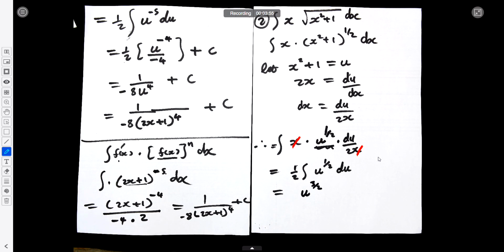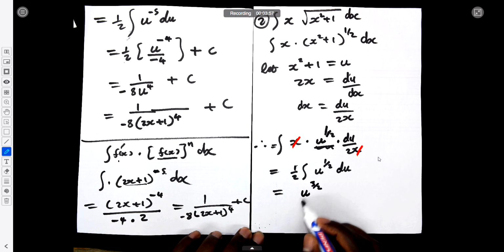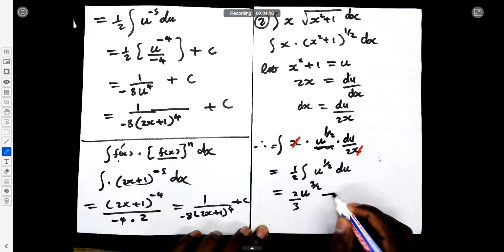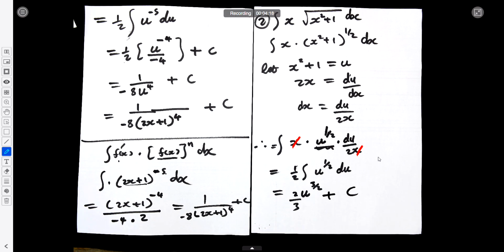As I said yesterday, that is a double division. Please note that if you say u to the 3 over 2 divided by 3 over 2, it will go to the numerator and we'll have that. So dividing 1 by 3 over 2, we have 2 over 3. I hope you recall from yesterday. Therefore, plus C. So it's a double division: 1 divided by 3 over 2 gives us 2 over 3.